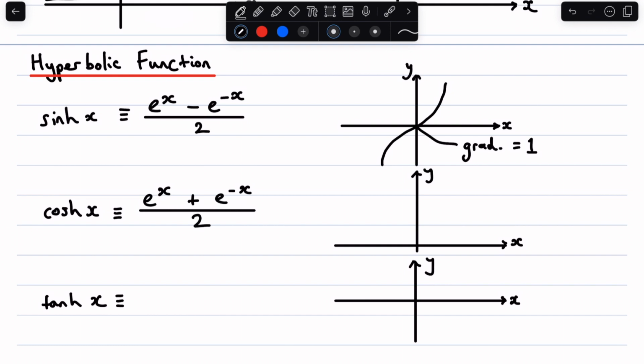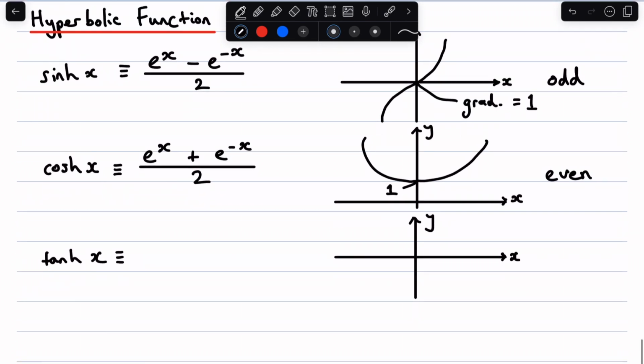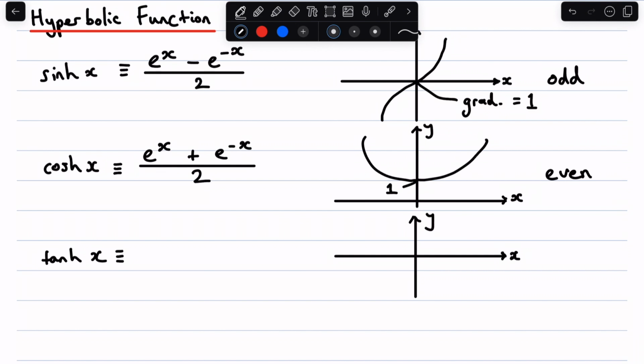And this looks sort of similar to a quadratic, where it crosses the y-axis at 1, and this is clearly an even function. I forgot to mention that shine x or sinh x is an odd function. And we can see again that as x approaches infinity in the positive and negative direction, the behavior of cosh x tends to exponential. And then finally, we have tanh x, or some people pronounce it fan x. This is defined as sinh x over cosh x, which equals e to the x minus e to the minus x over e to the x plus e to the minus x.